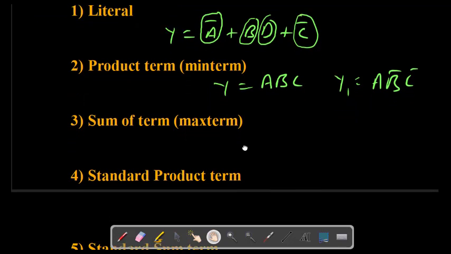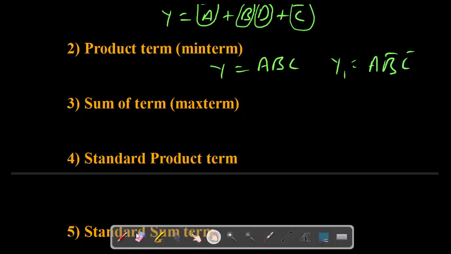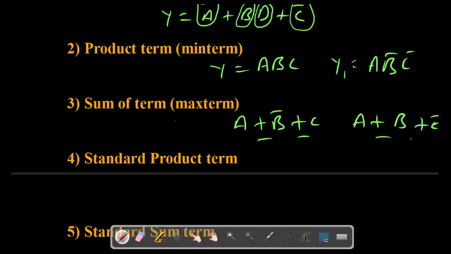Then we have the max term. The max term is also called the sum term. So we have like A or B bar or C. Then we can have A or B or C bar. Any such term which is a sum, which we get by ORing, is called the max term.